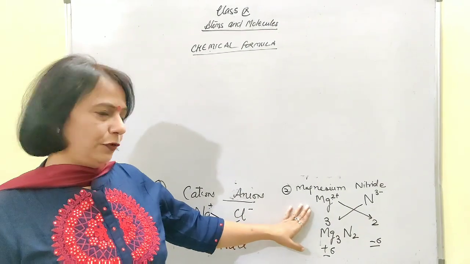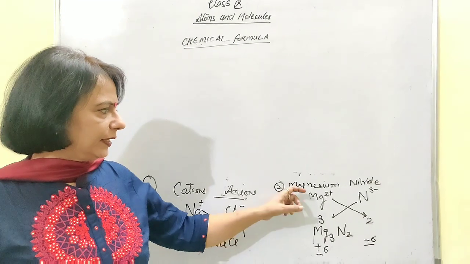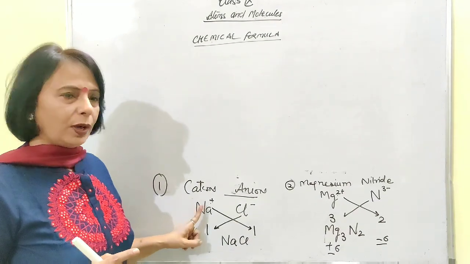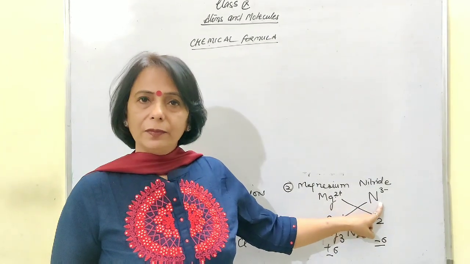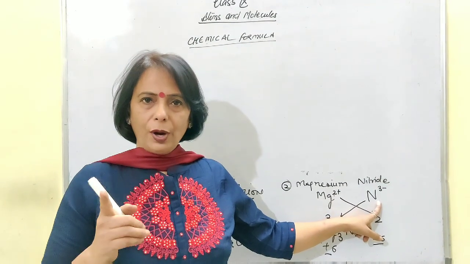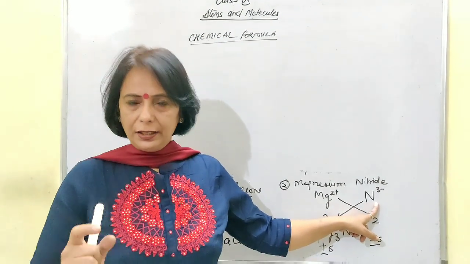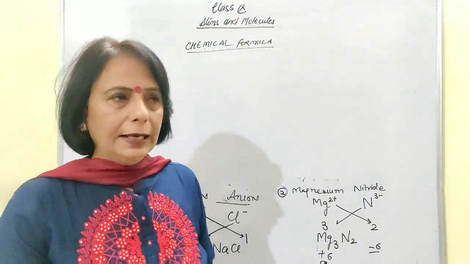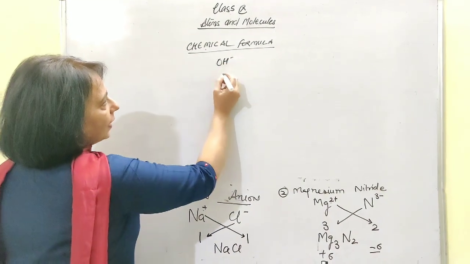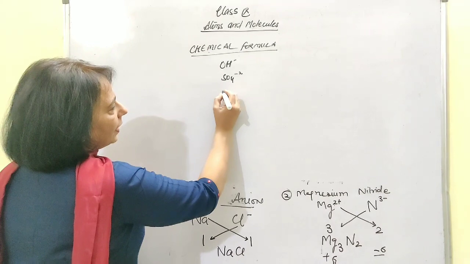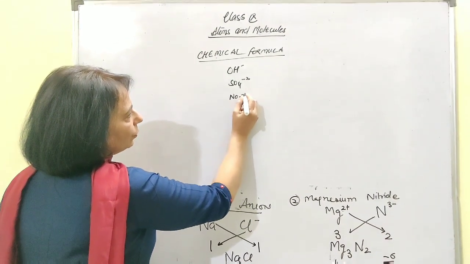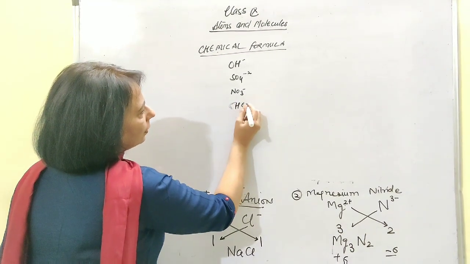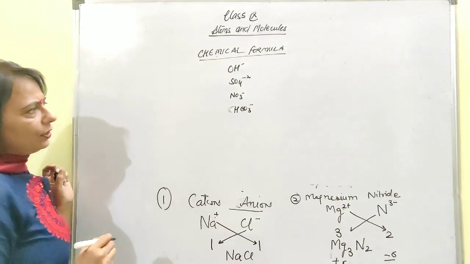In these compounds, if you observe carefully, you will find that I have taken those ions which are monoatomic. Here chloride, 1 atom, sodium, 1 atom, magnesium, 1 atom, nitride, 1 atom. Now I am taking you to another kind of compound where polyatomic ions are included. What are polyatomic ions? Where a group of atoms is carrying the charge. Like hydroxide, sulfate, nitrate, and hydrogen carbonate. There are many examples which you can take into consideration.